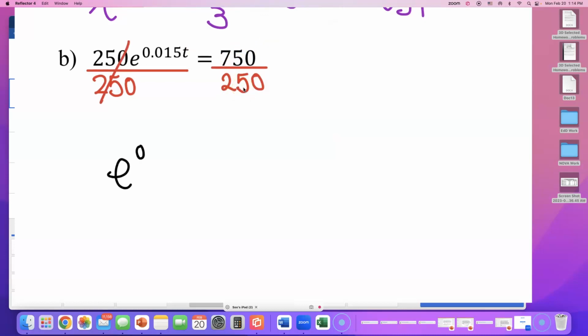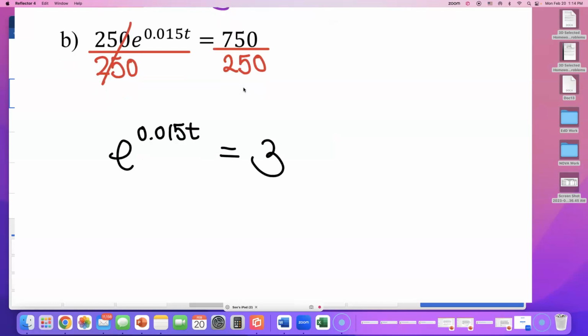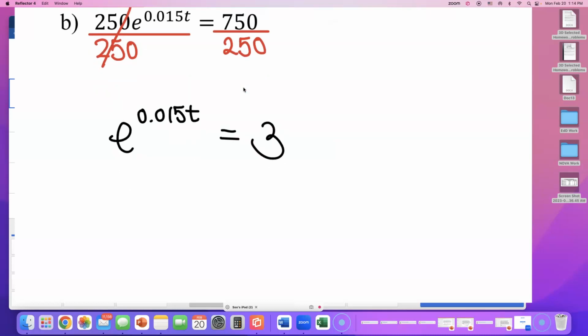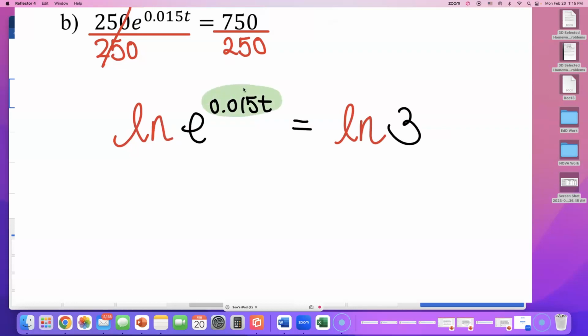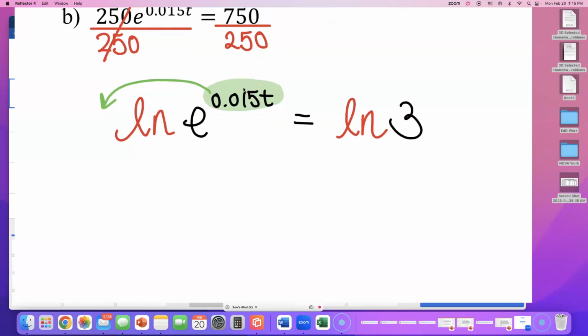So what's that going to be? e to the 0.015t equals 3, right? Now what? This is the new part. If you want to solve an equation that looks like this, you have e to the blah, blah, blah power, you will take natural log of both sides. It's like you putting a ladder so that the exponent can crawl down to the front. So this exponent will come down to the front, like this. So you will have 0.015t, not small anymore, it's all big, no more exponent.